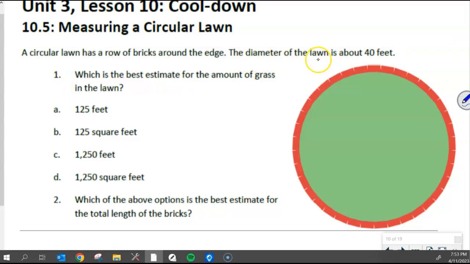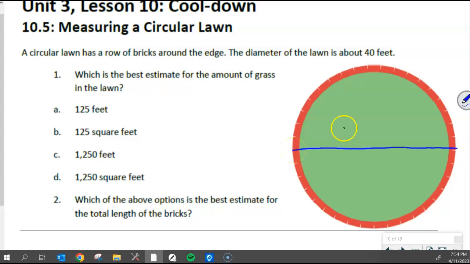How are we going to use that to answer this question? Is this an area or circumference problem? Pause the recording, give yourself a chance to think about it. Those of you who finish early, go ahead and answer question 2 as well. Pause the recording now. All right, let's go over this.